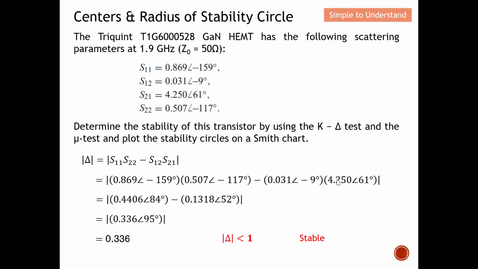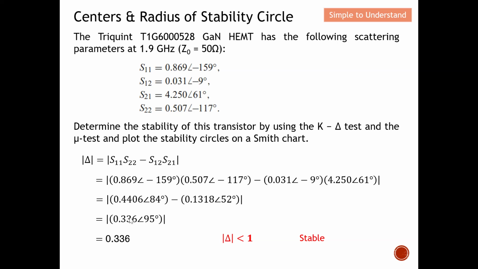And then S21 will be 4.2561, which is here. So I worked this out so that you can double check your working. You can do this either by calculator, or you can do this in a simple way on the PC nowadays.